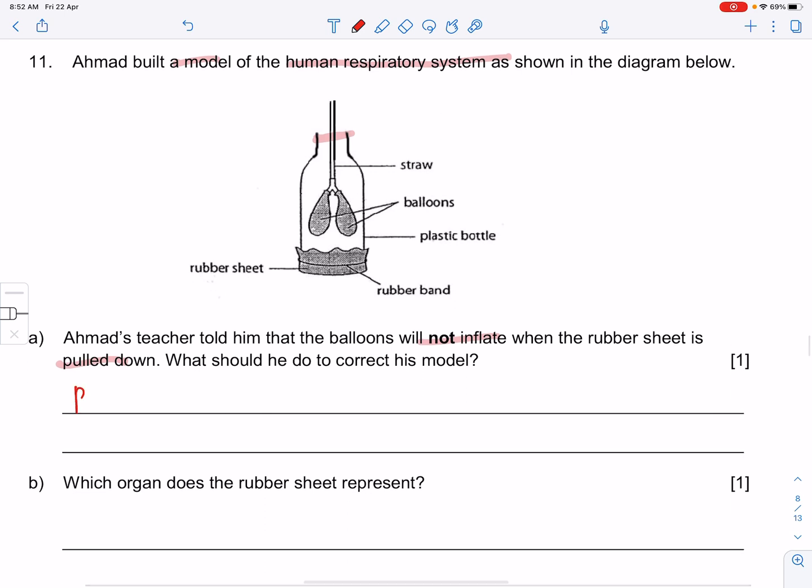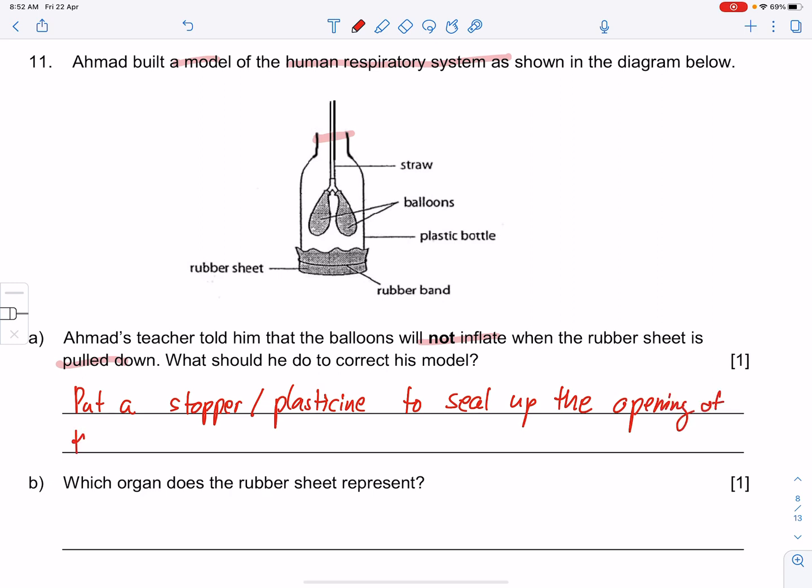So you can say put a stopper. Don't know what's a stopper? Never mind. Plasticine also can. And then why do you do it? To seal up the opening of the bottle. Now be very careful. The opening of the bottle is here. This is correct. Not the opening of the straw. The opening of the straw is here. This is wrong. This is correct.